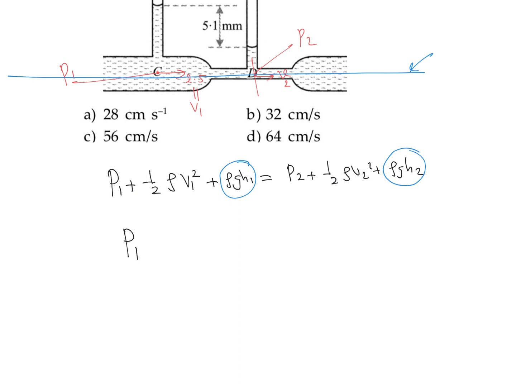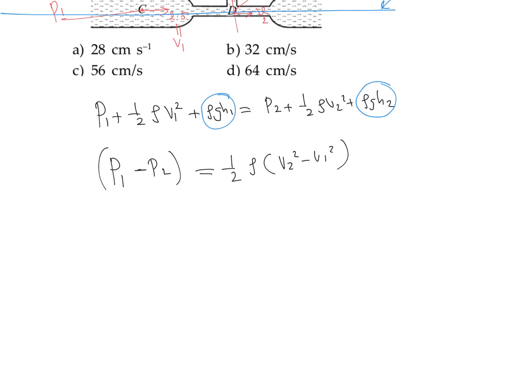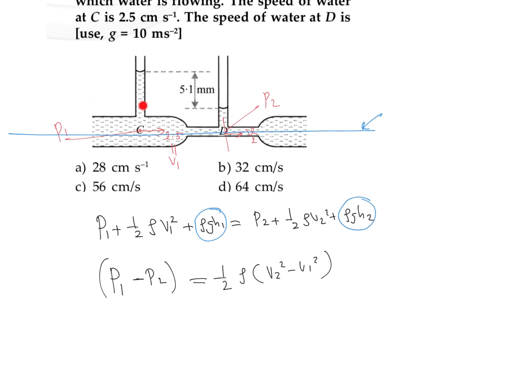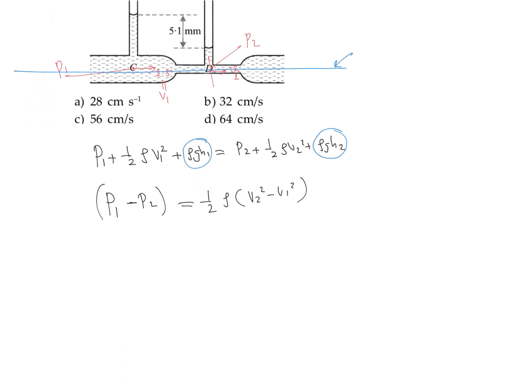Now pressure at point 1 is P1 and pressure at point 2 is P2, and we can write it on the left side. So P1 minus P2, the difference in pressure between these 2 points, is equal to half into rho into V2 square minus V1 square. Now the difference in pressure we can find out by using the difference in height, because pressure is equal to h into rho into g. So this is going to give the value of the difference in pressure.